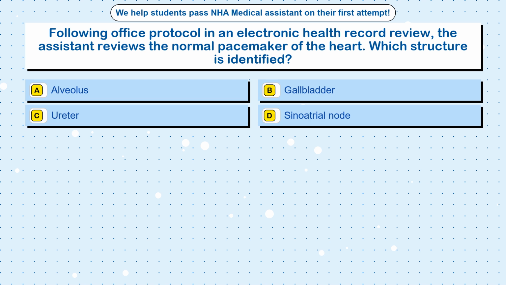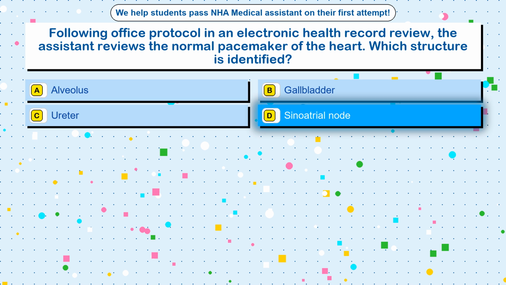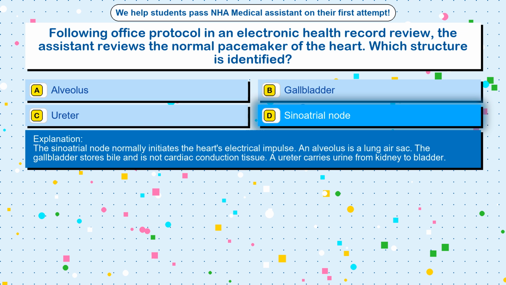Which structure is identified? Option A, alveolus. Option B, gallbladder. Option C, ureter. Option D, sinoatrial node. The correct answer is option D, sinoatrial node. The sinoatrial node normally initiates the heart's electrical impulse.